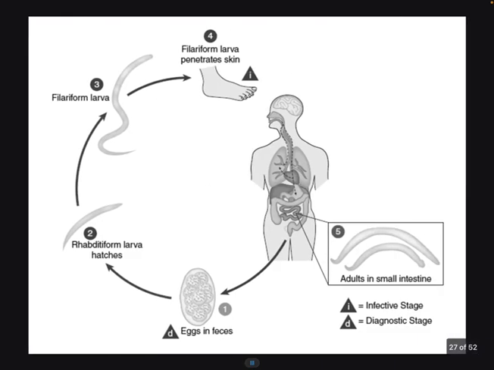Now the eggs will be released in the feces. Then the rhabditiform larva hatches outside in the soil, and then becomes filariform larva. Now the filariform larvae penetrate the skin. We said at the beginning there is a group that is transmitted through the mouth, and the hookworms through penetration of the skin. They migrate, and then the adult worm reaches the small intestine.